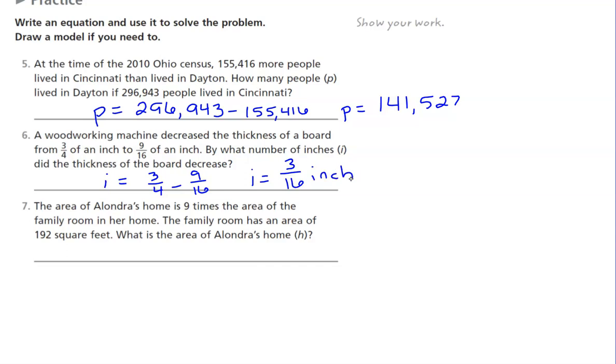For number 7, it ends up being H equals 192 times 9. So H is 1,728 square feet.